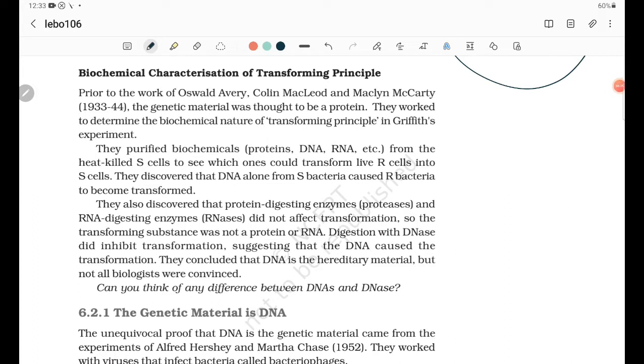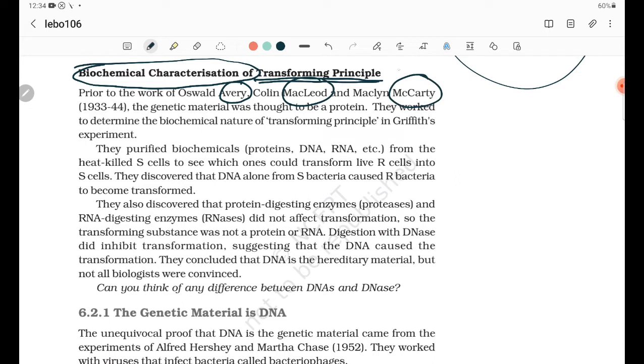Now, see this very carefully. The biochemical characterization of the transforming principle. The transforming principle was proposed by Griffith, but the biochemical characterization has nothing to do with Griffith. Now other people come into action, three other scientists: Avery, MacLeod and McCarty.